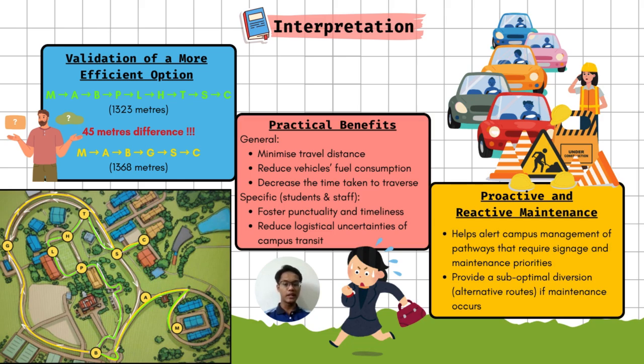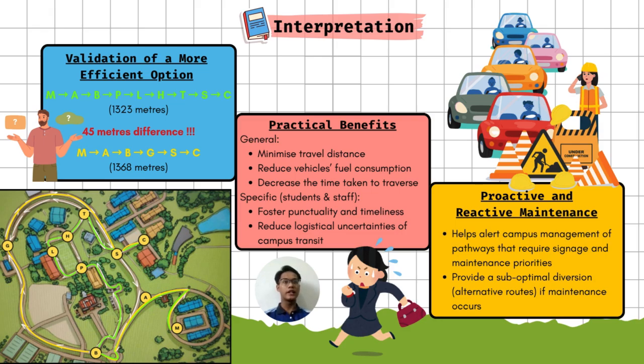In general, it helps in minimizing traveling distances. It helps reduce vehicles' fuel consumption and also decreases the time taken to traverse around the campus. Specifically, as future educators, for students and staff, it helps foster punctuality and timeliness, and also reduces logistical uncertainties of campus transit. For the last point, interpretation, it helps in proactive and reactive maintenance. It helps alert campus management of pathways that require signage and maintenance priorities.